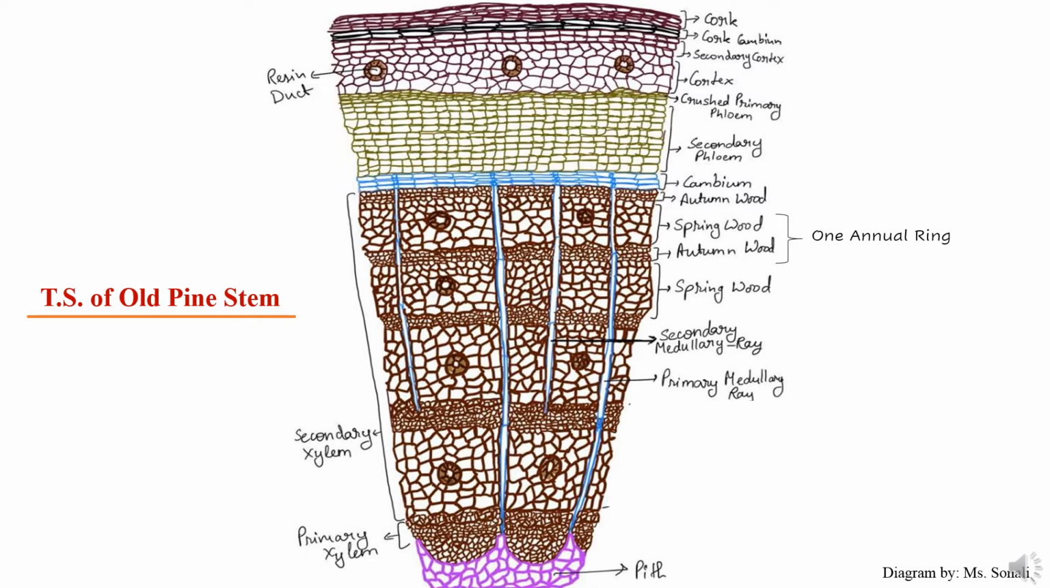Now, another interesting fact about pine stem is the different rate of activity of cambium in different seasons, depending upon the growth affecting factors like temperature, water, sunlight, etc. So, what happens is that when the conditions are difficult, like in winters, the growth activity of plant slows down. As a result, cambium activity also slows down.